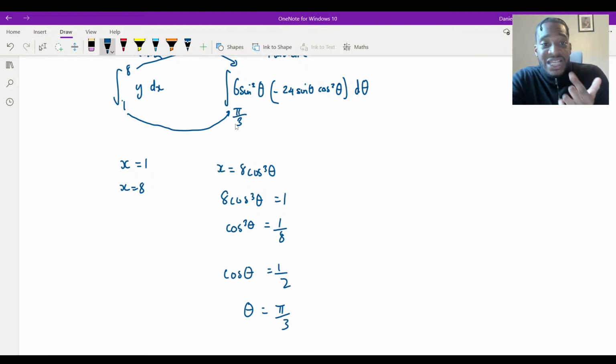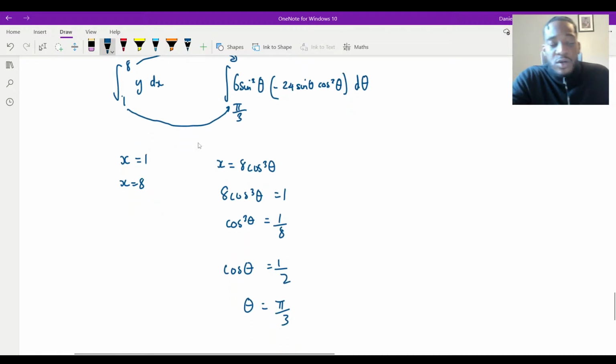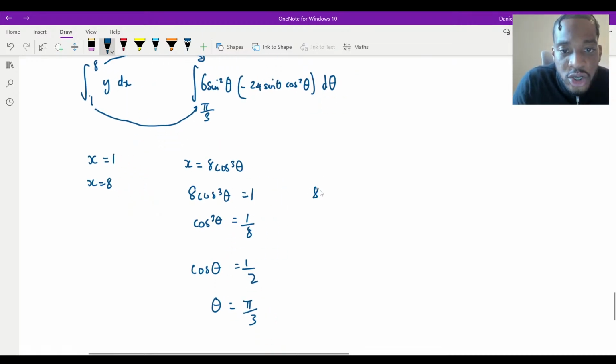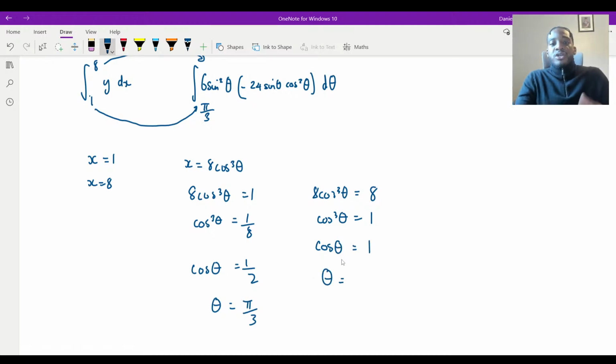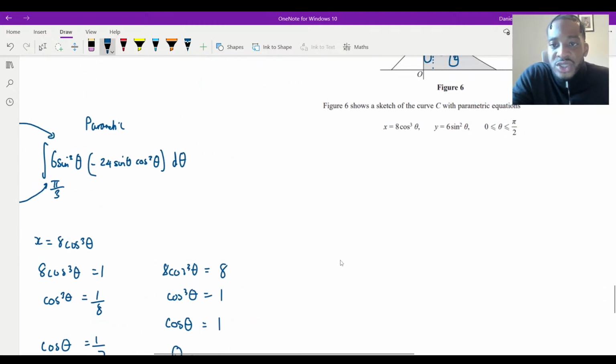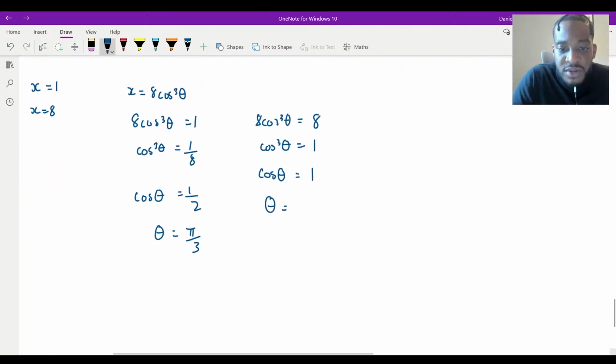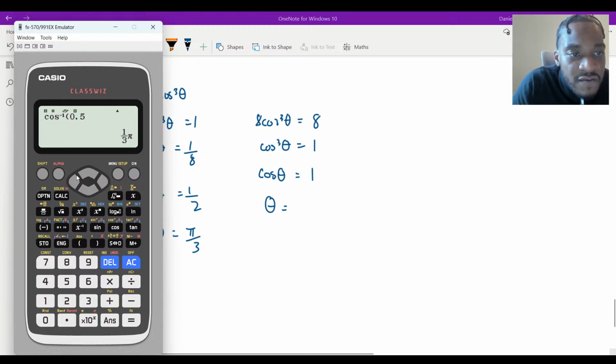Now we need to get the upper limit, and that's when x is 8. So I'm going to solve 8 cos cubed theta is equal to 8 to get the value of theta. I'm going to divide through by 8, which gives me 1. Taking the cube root, that's going to be 1. What is the value of theta when cos theta is 1, between 0 and pi over 2? That's just 0, if you think of the graph, but I'll just put it in. Cos inverse of 0 gives me pi over 2.